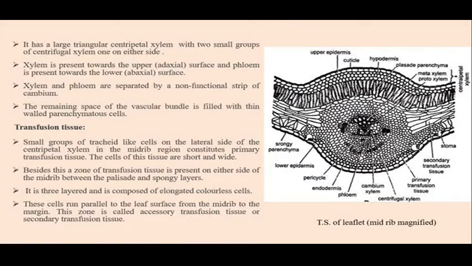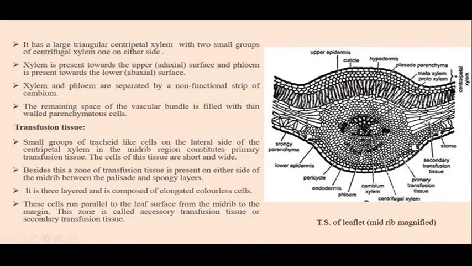the primary transfusion tissue. Cells of this tissue are short and wide, and this primary transfusion tissue runs parallel to the midrib. Besides this, a zone of transfusion tissue is present on either side of the midrib between the palisade and the spongy parenchyma. So this is the primary transfusion tissue. Here this represents the secondary transfusion tissue. It is present in the region of wings between the palisade and the spongy parenchyma.